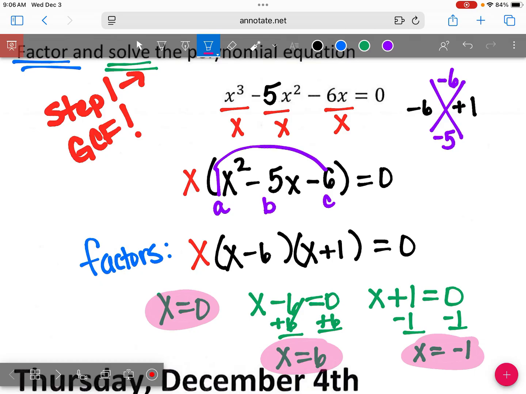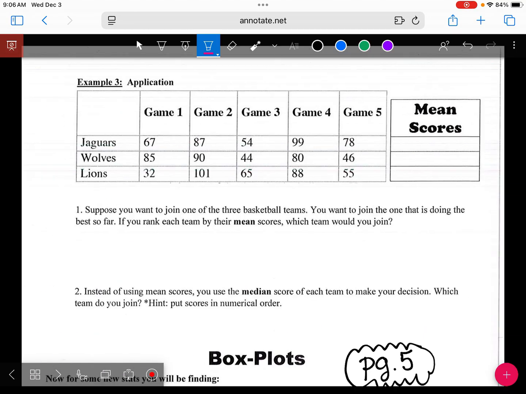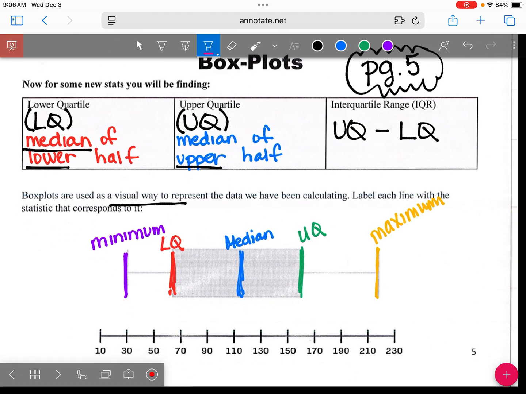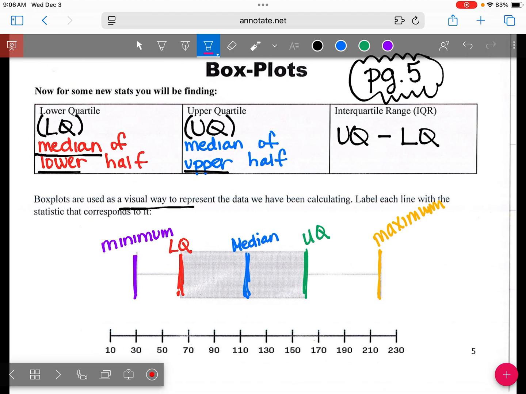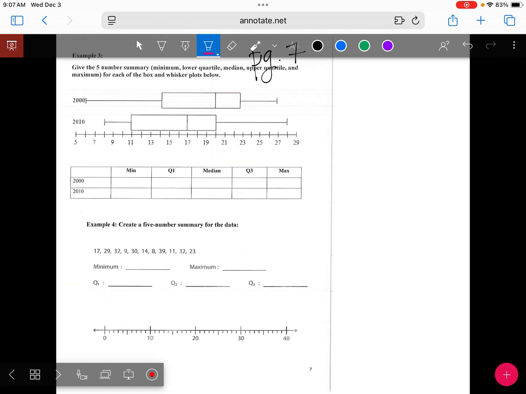So those of you who were absent yesterday, we did talk about box plots. I'm going to just give you a chance to take a picture, because we got to move on. This page, this is page 5, and then fill in those definitions later. So yesterday we started talking about box plots. We made a couple yesterday. So now let's do a few more. So let's go to page 7.